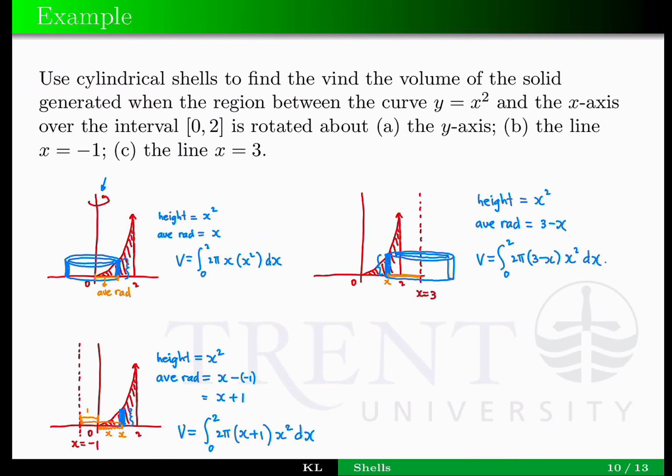So you can try to solve for each definite integral here and then compare it to the answers in the previous lecture. Take note that you will generate the same solids, so you should have the same answers. Okay?